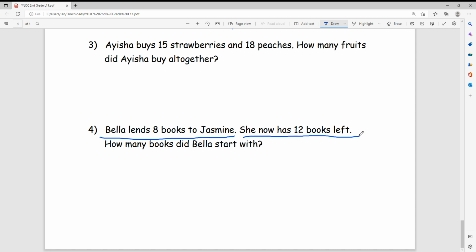Finally, number 4, Bella lends 8 books to Jasmine. She now has 12 books left. How many books did Bella start with? So this one is tricky because it says that she lent 8 to Jasmine, and she has 12 books now.